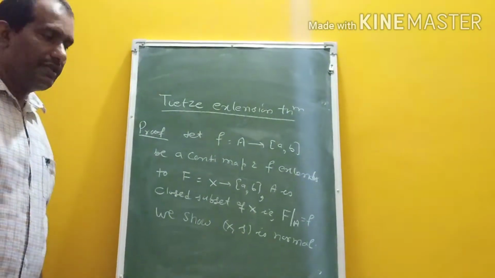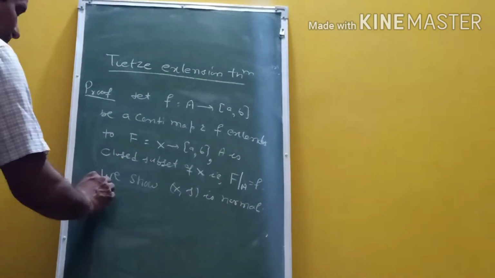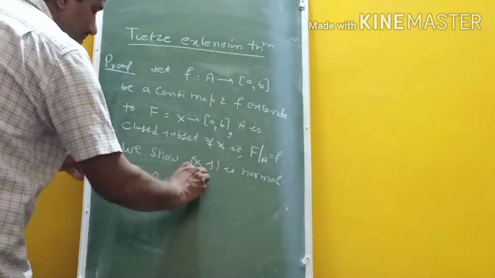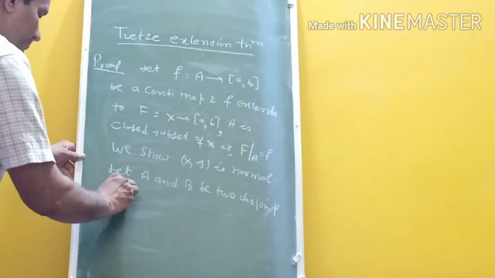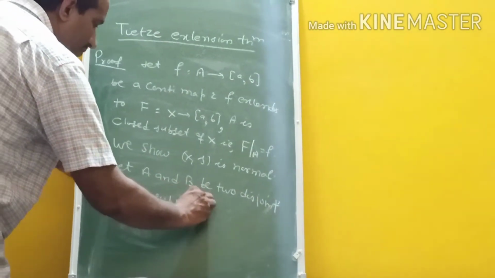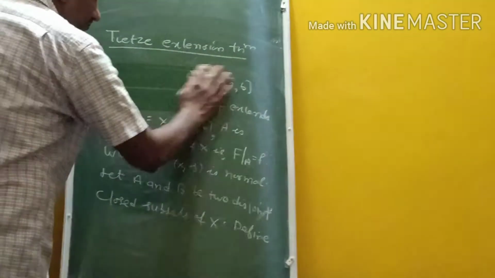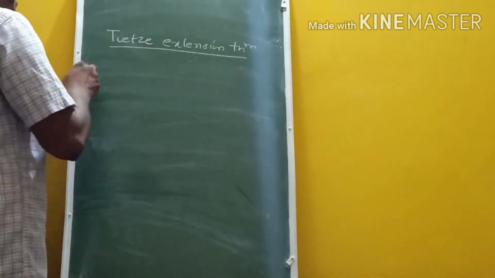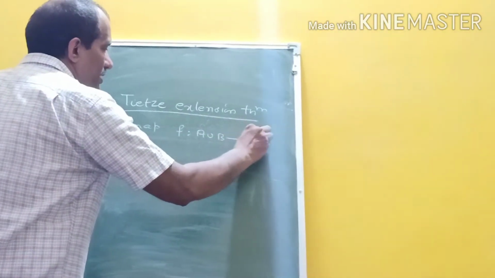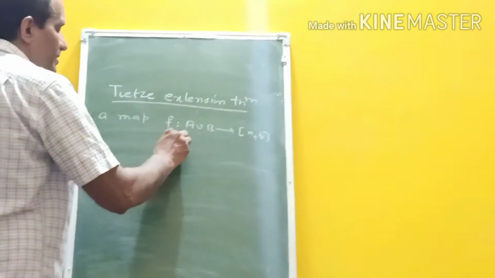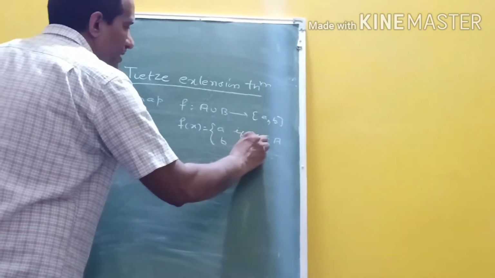A topological space X is said to be normal if and only if for every pair of disjoint closed subsets A and B of X there exist two disjoint open sets. Let A and B be two disjoint closed subsets of X. Define a map F from A union B to the closed interval [a, b] such that F of x is a if x belongs to A, and b if x belongs to B.